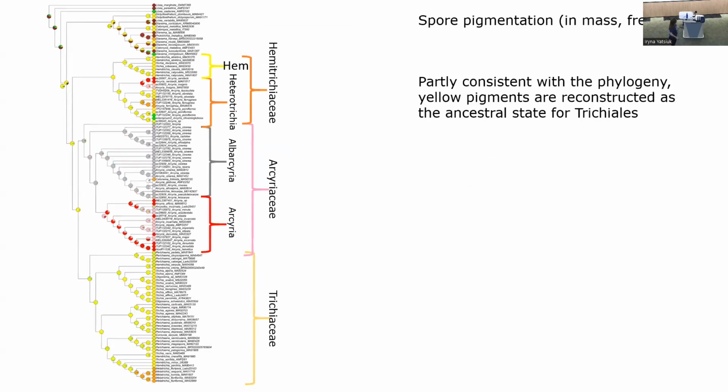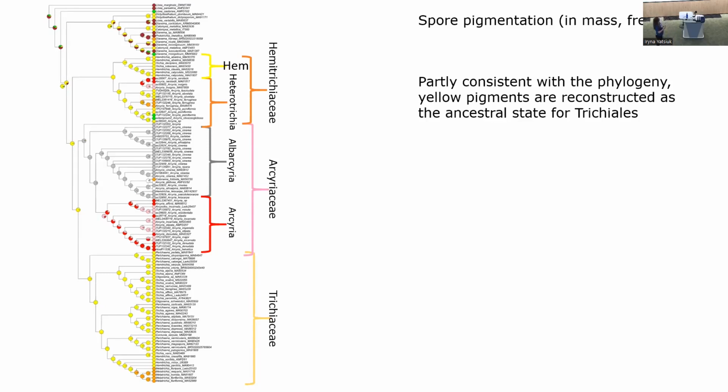And the last character is pigments. Of course, this tendency is obvious. There is red Arcyriaceae, there is gray Arcyriaceae, and there is yellowish Hemitrichiaceae. This character is probably, of all characters, the most consistent with the higher taxonomy of Trichiales. But there are always exceptions. For example, among the gray Arcyrias, there is one yellow or orange species, Arcyria afroalpina. So it's partially consistent.